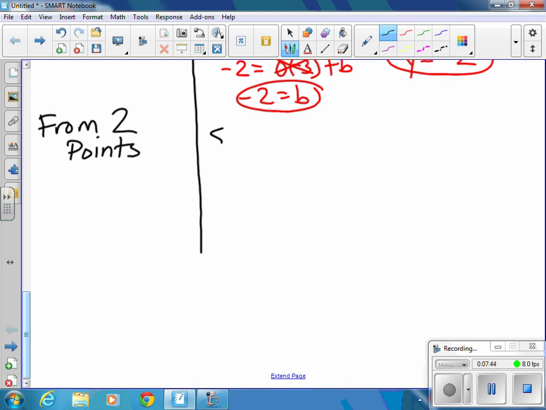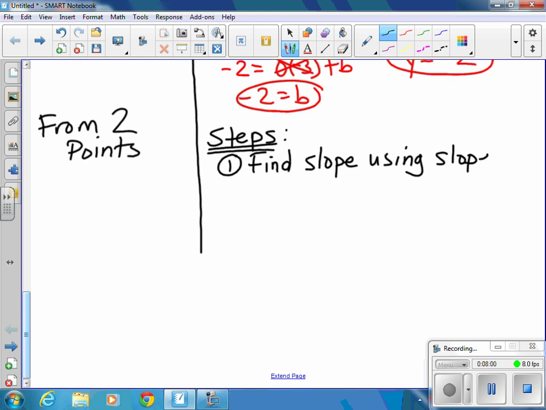Right? So the steps behind this, and this does take the most work, but you've got to know all the steps in order to get there. The first thing you must do is find the slope. And because we have 2 ordered pairs, we're going to find the slope using the slope formula, because it's the only formula that will help us when we have 2 ordered pairs. And remember, that's m equals y2 minus y1 divided by x2 minus x1. You must start there.